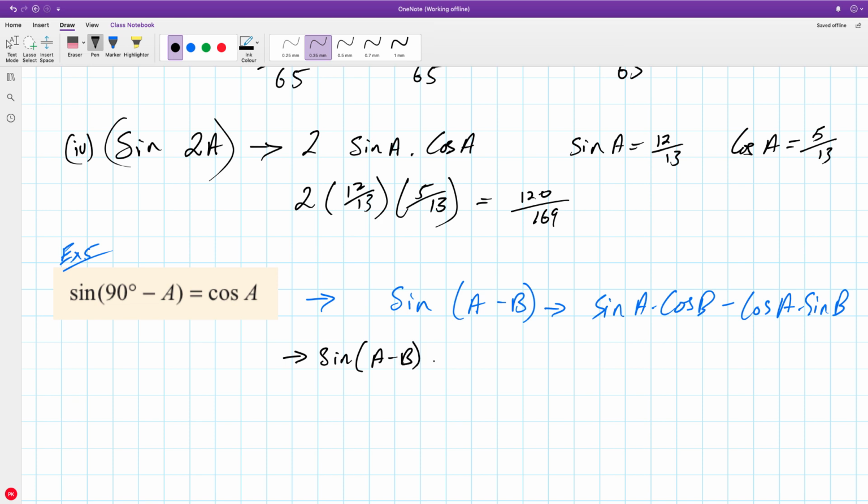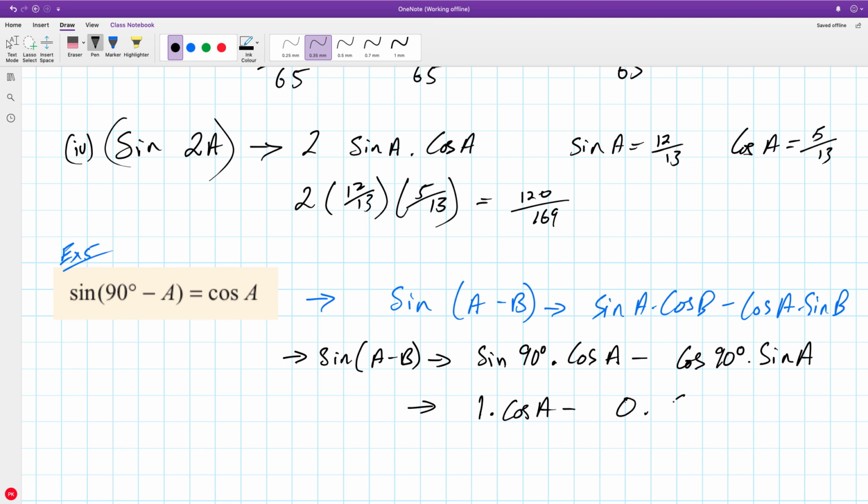So the sine of A minus B is the sine of 90 degrees by the cos of A minus the cos of 90 degrees by the sine of A, which is sine of 90 degrees, 1 times cos A minus the cos of 90 degrees, 0 times sine A. That is an answer of cos A, because that knocks out. And there's your answer, there's the proof.